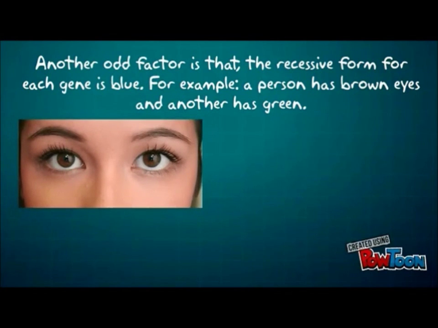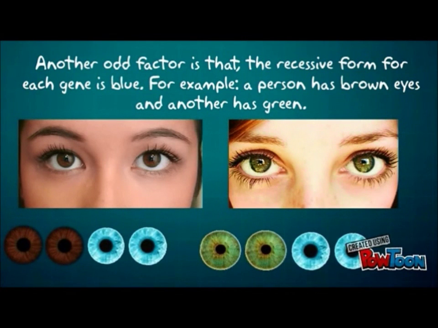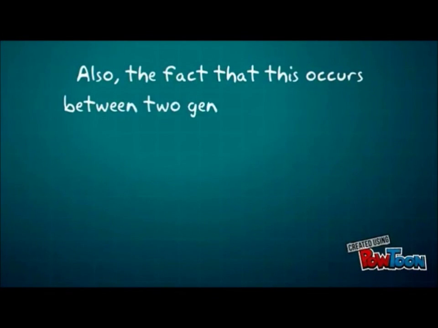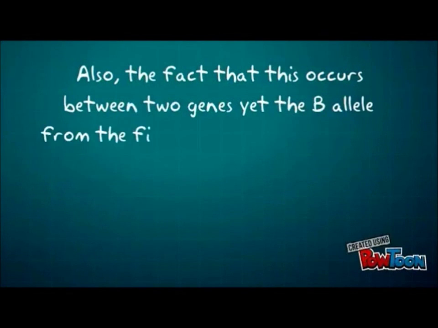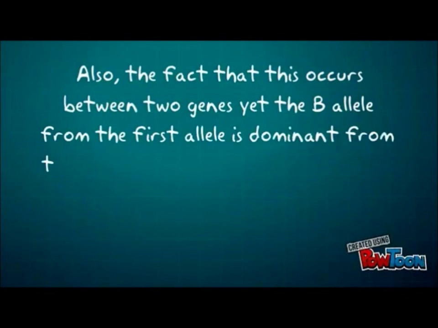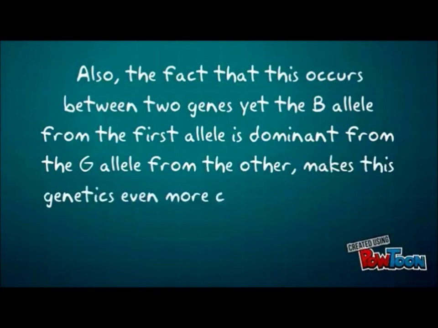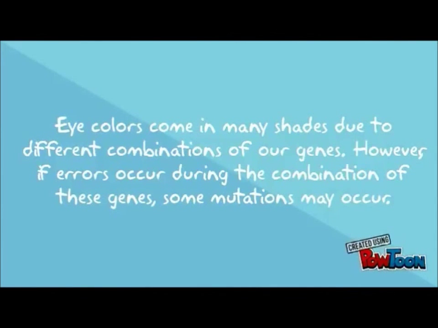For example, a person has brown eyes and another has green. They may have the dominant brown and blue gene and the blue and green gene genotypes respectively. This shows that both genes always contain the blue alleles, but it's always recessive. Also, the fact that this occurs between two genes, yet the brown allele from the first gene is dominant over the green allele from the other, makes this genetics even more complex and broad. Bet you didn't understand that.